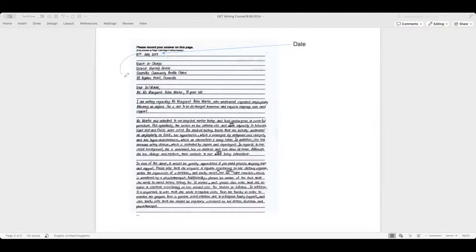No. You can put it under the address, after the address. Exactly. And it doesn't matter. You can put it here, according to OET. You can put it there or there. Doesn't matter, okay? You cannot put the date here, only above or below the address.